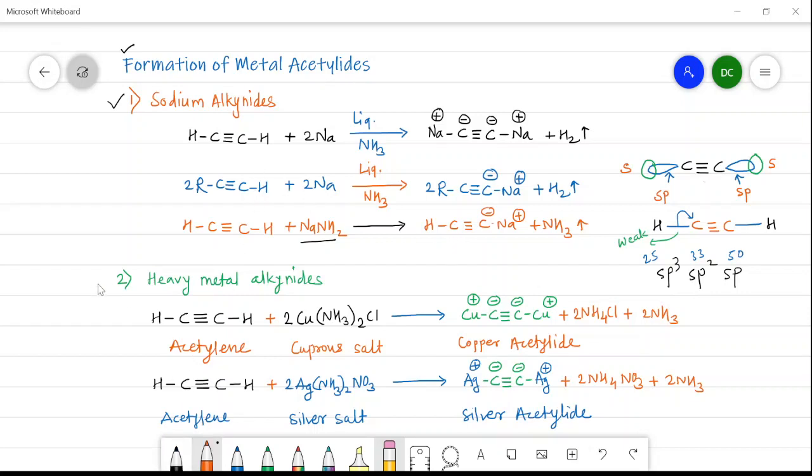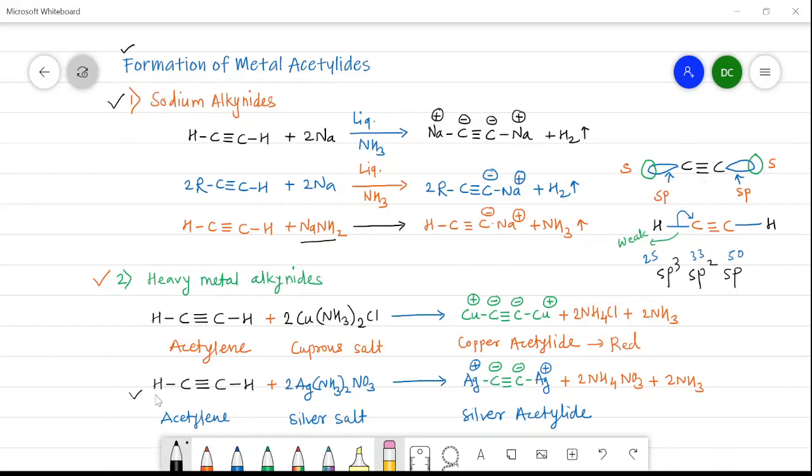Now see the second reaction. This alkyne reacts with heavy metals such as copper as well as silver, and forms the corresponding alkynides. Acetylene is treated with an ammoniacal solution of cuprous salt, that is, cuprous chloride dissolved in ammonia, and it is treated with acetylene. Then there is a replacement of hydrogen by copper and we get copper acetylide, which has a red color.